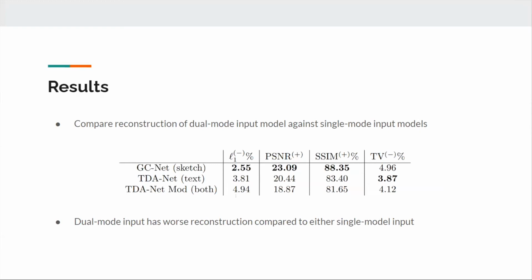To evaluate our proposed solution against both the TDANet and GCNet, we evaluate the reconstruction quality on a set of known images for each model using these four common metrics. We can see that the GCNet performs the best, and our modification to the TDANet performs significantly worse. What this means is that the GCNet has the best reconstructed images, the most likely to be acceptable, and our proposed model has images that are less likely to be acceptable.